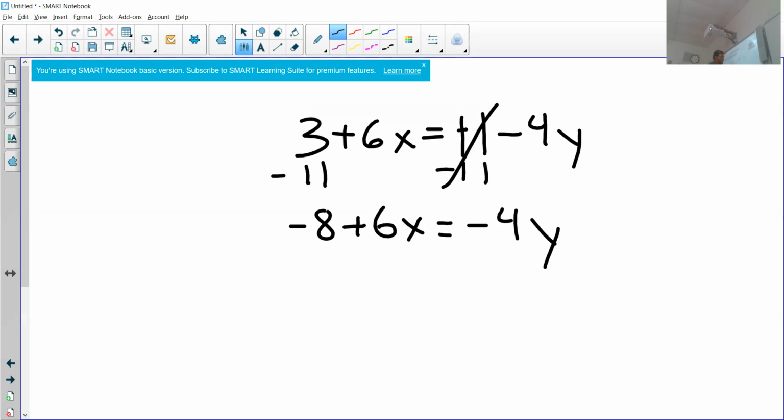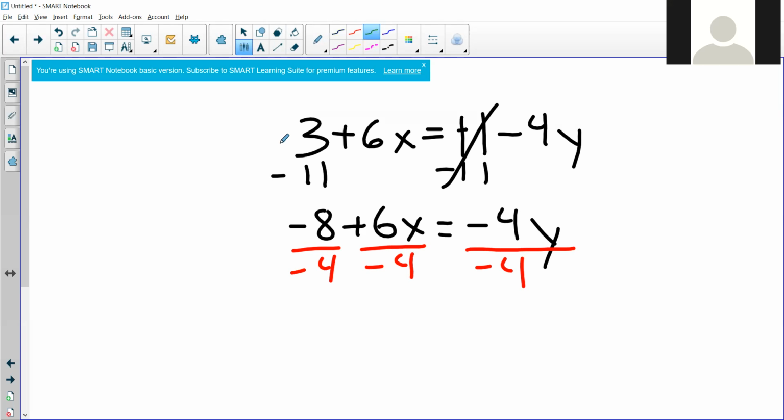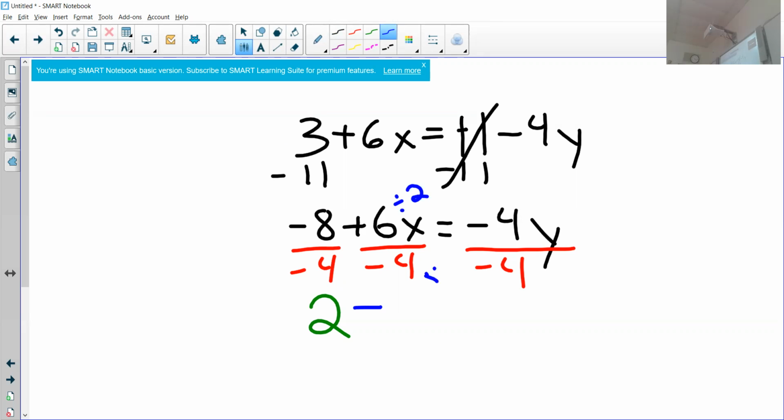I'm pretty sure almost everyone got to that point. Next step is to divide by -4. You have to divide everything by -4. First off, your first number, -8 divided by -4, that's a double negative, so that's +2. Second number, 6x over -4, that's going to be minus, because one is negative and one is positive. Both of these can be divided by 2.